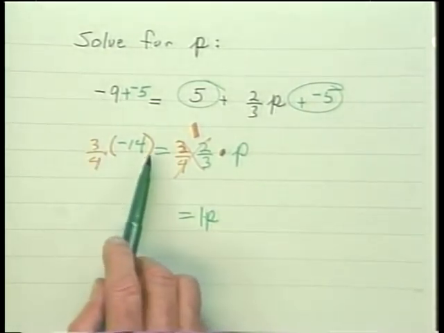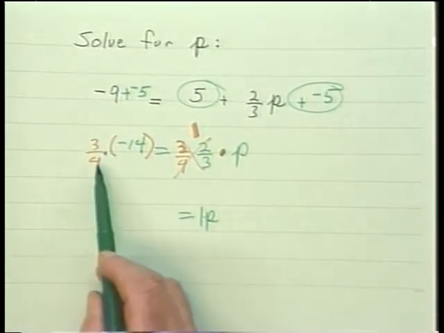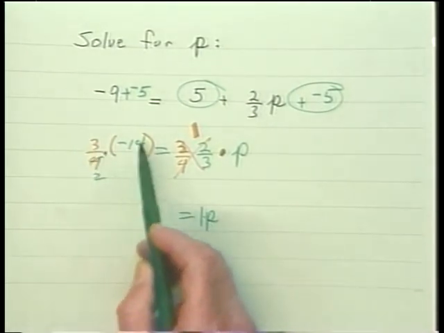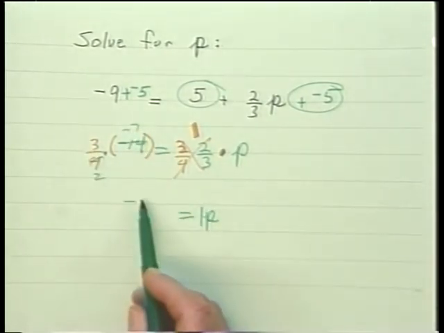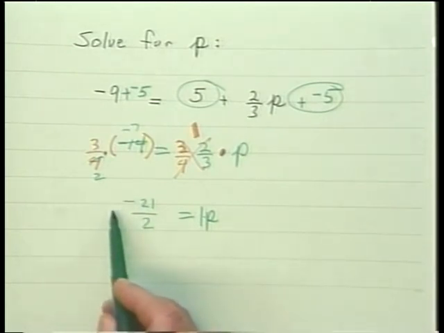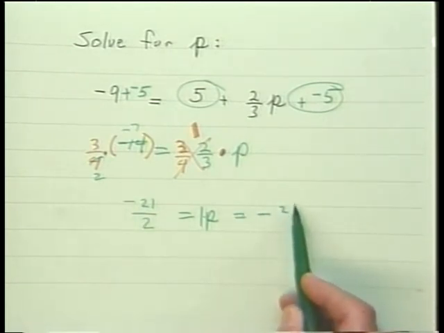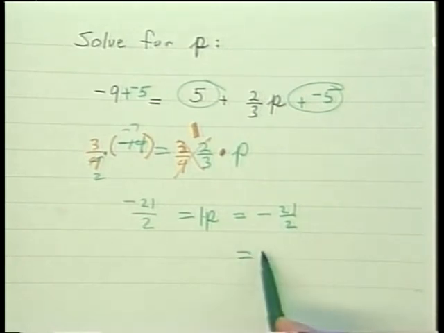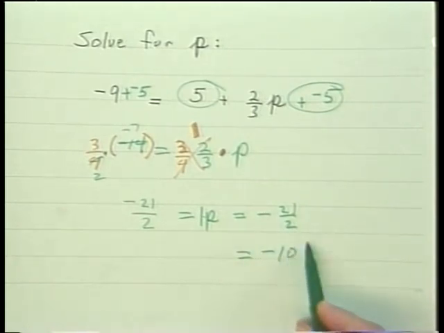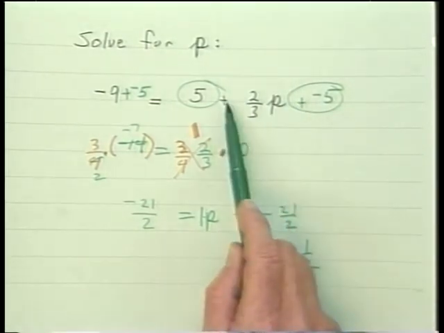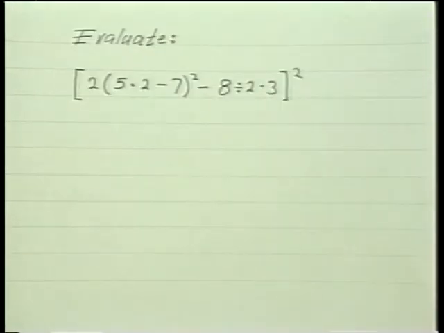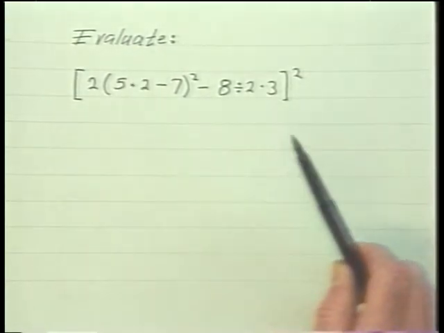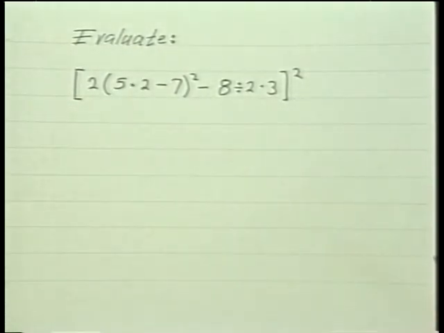It's simply a matter of doing the arithmetic on this side, but note, I can cancel here. 2 goes into here twice, 2 goes into here negative 7. 3 times negative 7 is negative 21 over 2, or if you wish, negative 21 halves, or if you wish, negative 10 and 1/2. But again note, I undid the addition first, then I undid the multiplication. And of course, the main chore of this lesson, evaluating expressions through the order of operations.